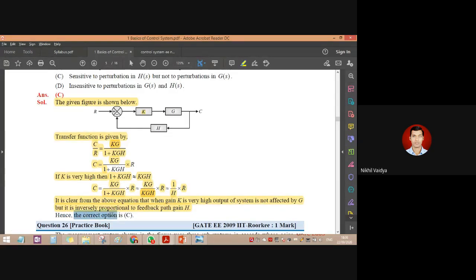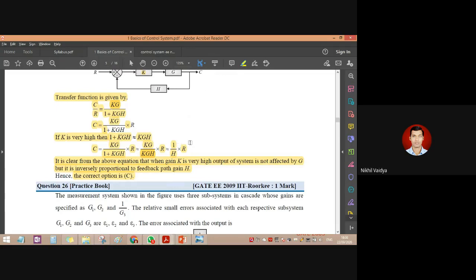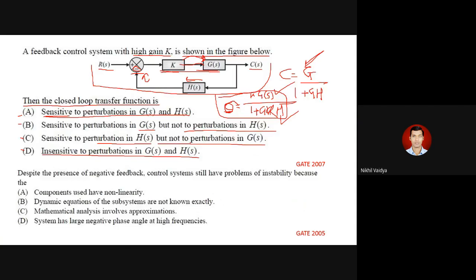So that's why the correct option is C. They are not asking what change will happen in the closed loop system, but they are asking about sensitivity. So it will be sensitive to H of S, but not to changes in G of S, because finally, for high gain, G is not appearing in our scenario. So that's why we say yes, it is option number C.